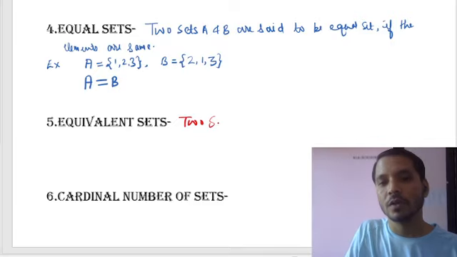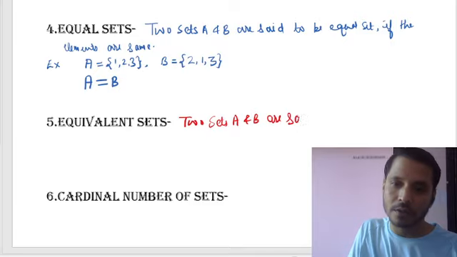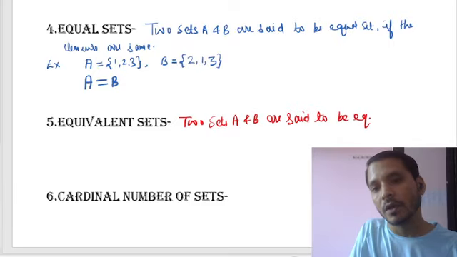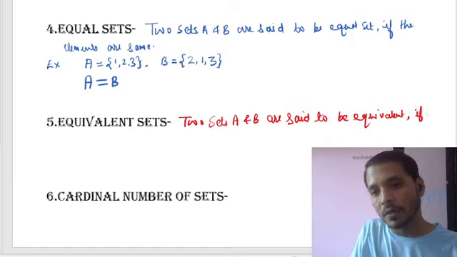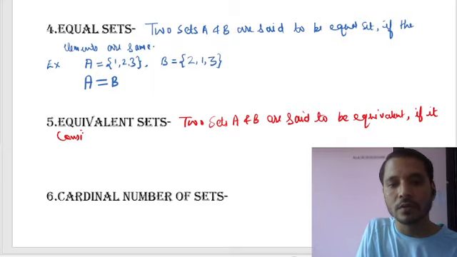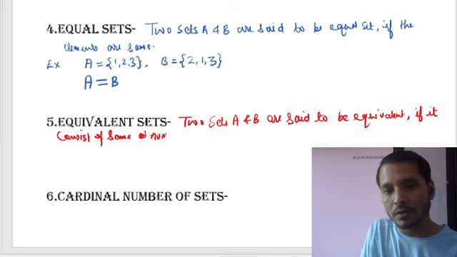Two sets A and B are said to be equivalent when they consist of the same number of elements. Here the number of elements matters. Same number of elements.